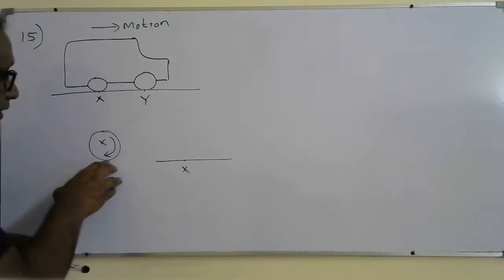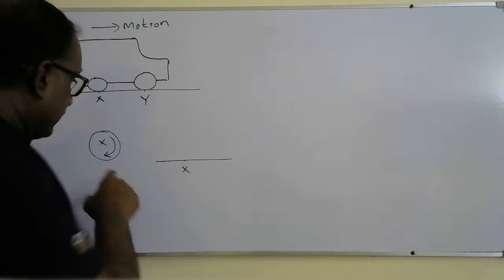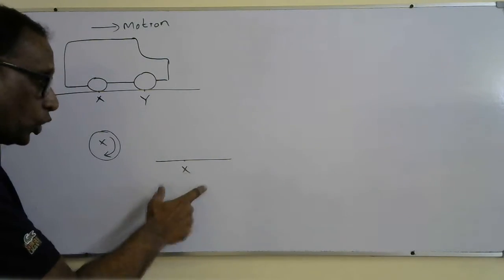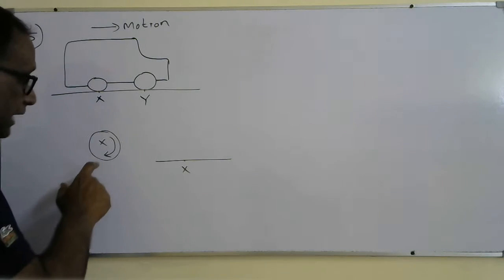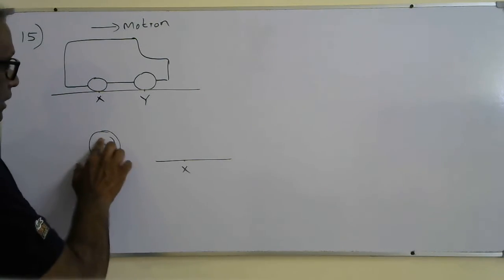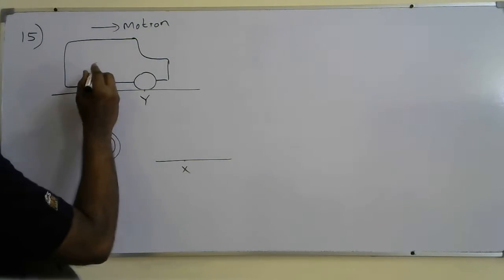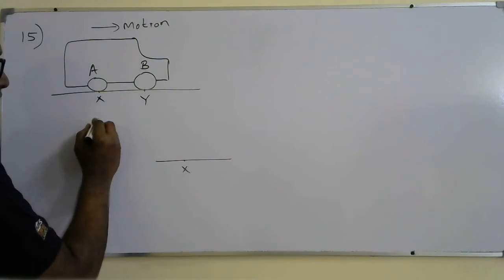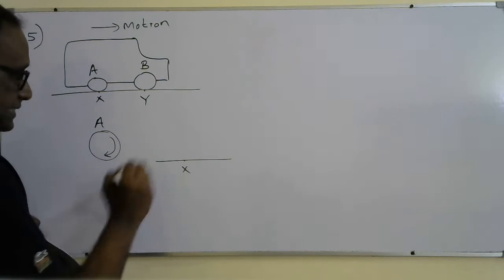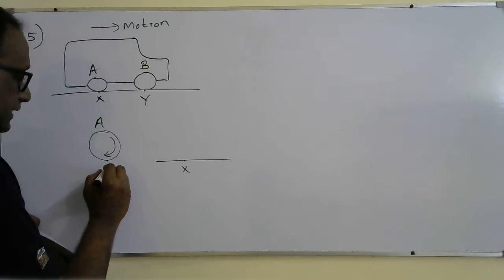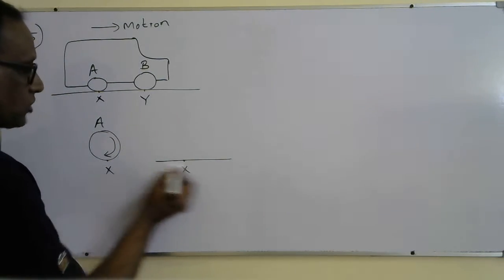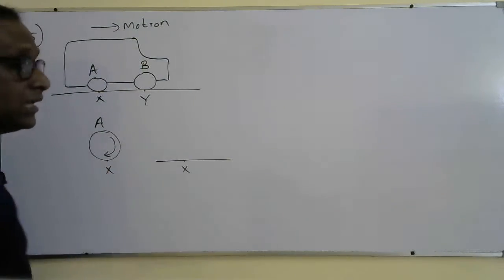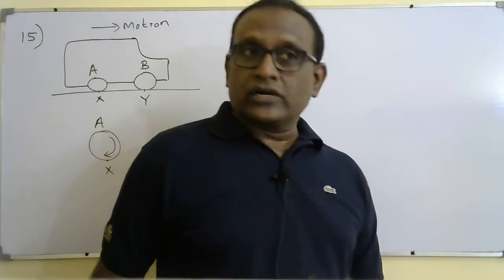If there is sufficient friction between the road and the wheel at point X, consider the rear wheel, which I'll call wheel A. This one is wheel B. I am drawing wheel A. The point where it makes contact is X. I drew the X on both, where the wheel meets the road. The wheel is rotating in that direction.